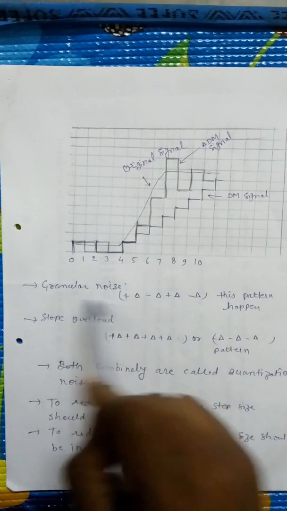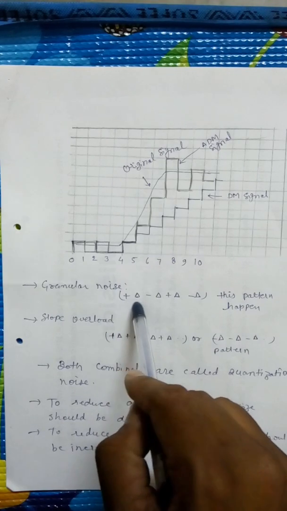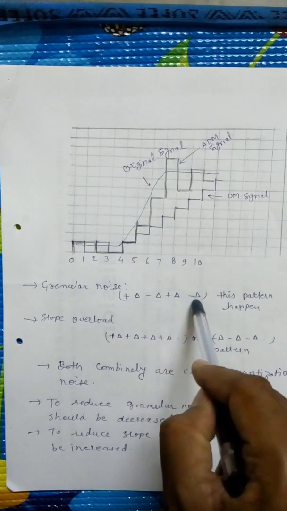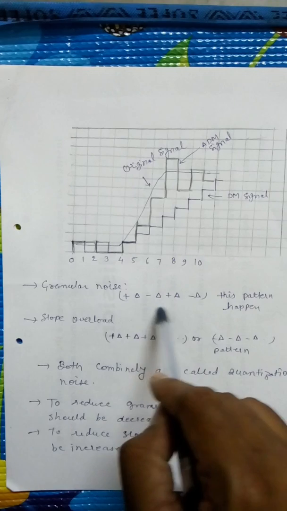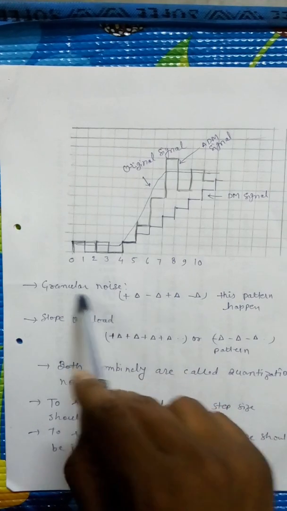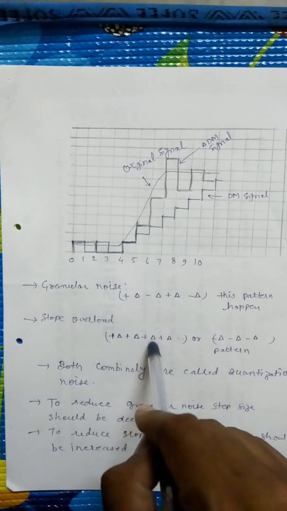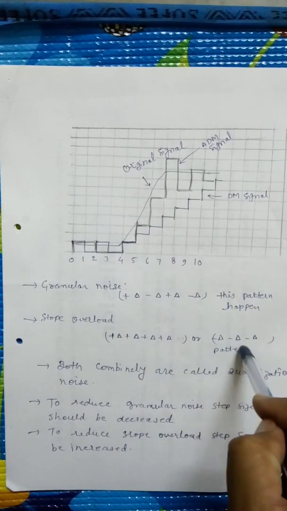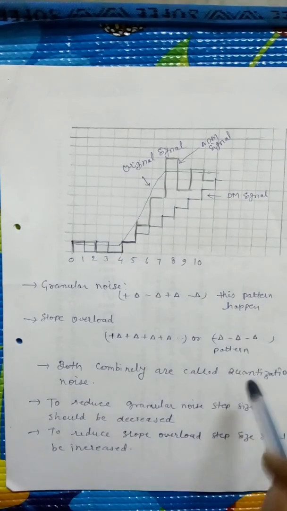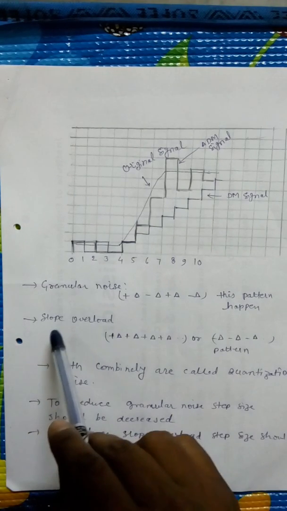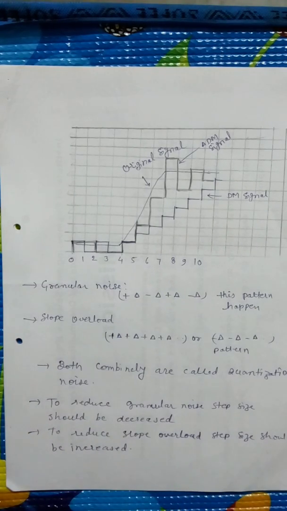When the pattern plus delta, minus delta, plus delta, minus delta occurs, then it is granular noise. And when the pattern plus delta, plus delta, plus delta or minus delta, minus delta, minus delta occurs, then it is called the slope overload problem. Both problems are combinedly due to quantization noise.